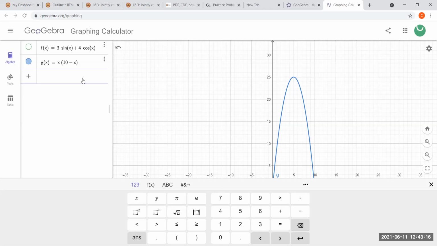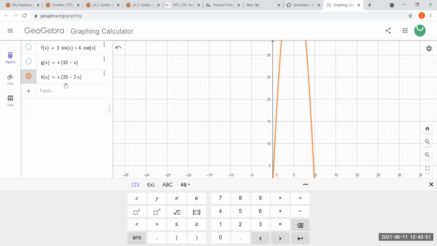What was the expression? Let me write it down. Perimeter was 2x plus y, and area was x into y. No, before differentiation, we don't have to differentiate at all. So see, this was the answer.